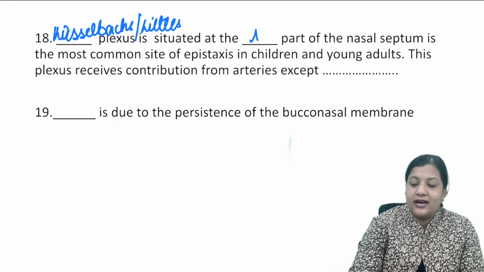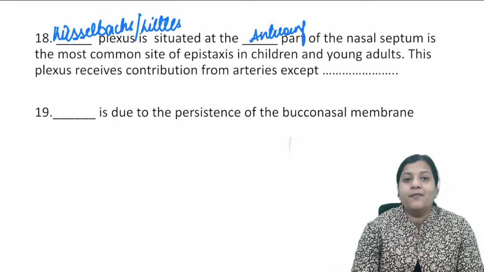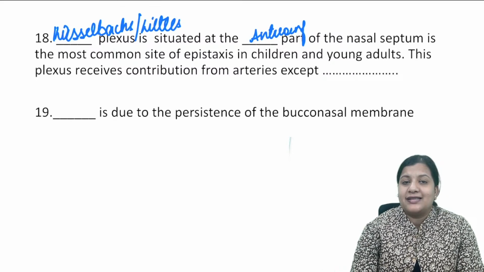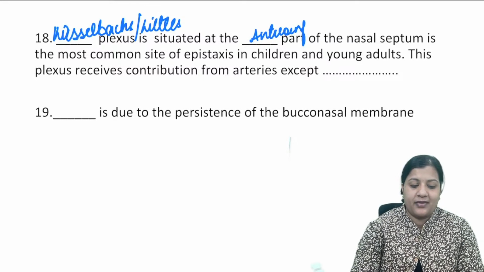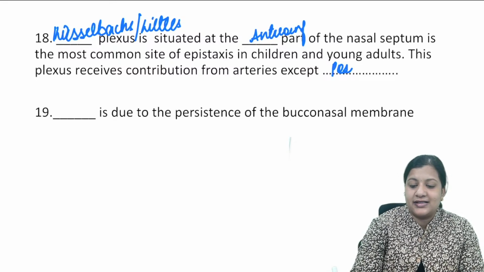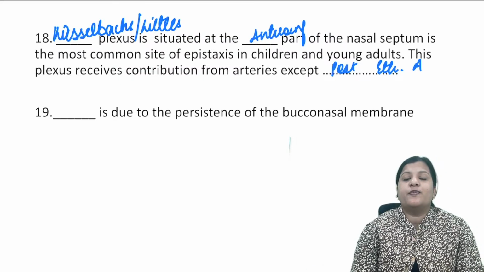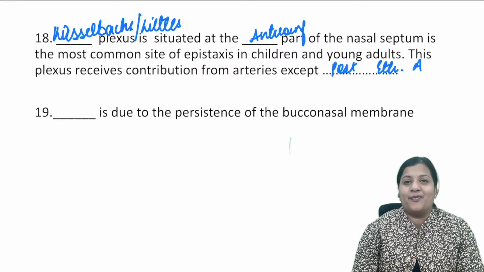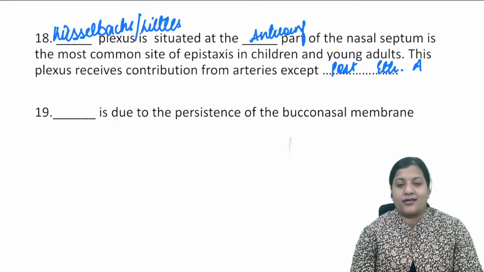Yes, it is located in the antero-inferior part of the nasal septum, and this plexus receives contribution from all the arteries except? Yes, very good. It is the posterior ethmoidal artery. Dash is due to persistence of bucconasal membrane. When bucconasal membrane persists, it results in what?